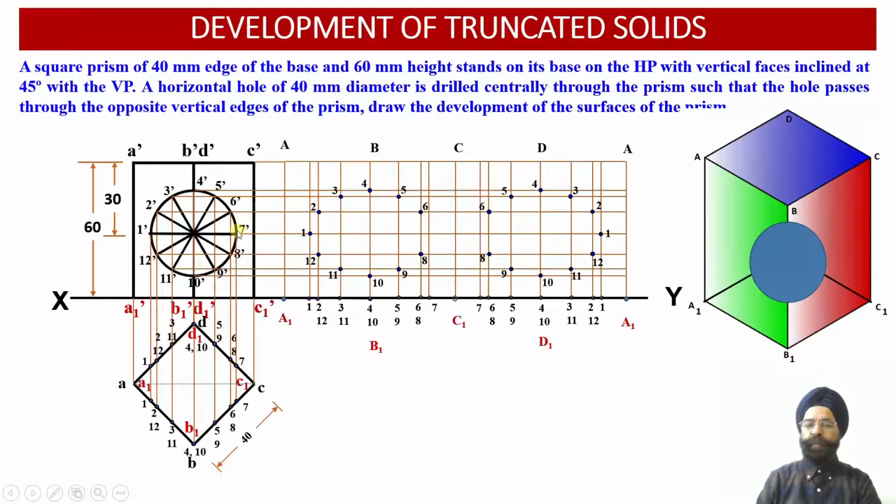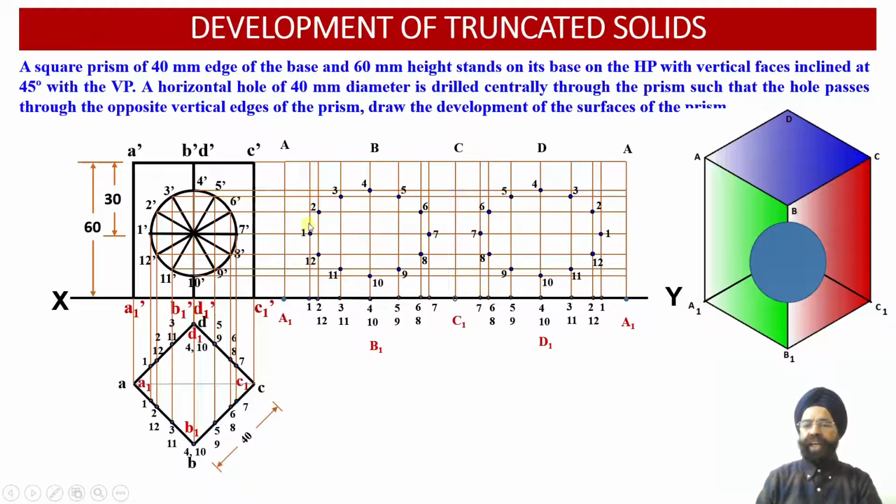And finally the last point is 7 dash. So here we have the vertical projector through point 7 in the front face. This is the vertical projector for point 7 onto the rear face. So onto these two vertical projectors corresponding to the point number 7, wherever the horizontal projector drawn through point 7 dash intersects, over here and over here, the point 7 corresponding to the front face and corresponding to the rear face have been obtained.